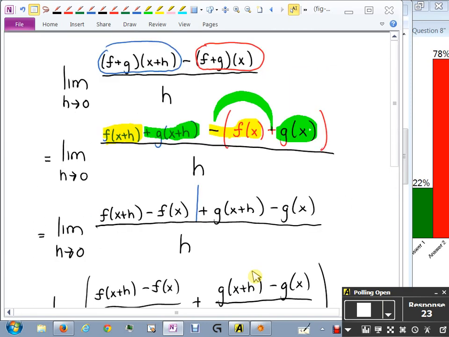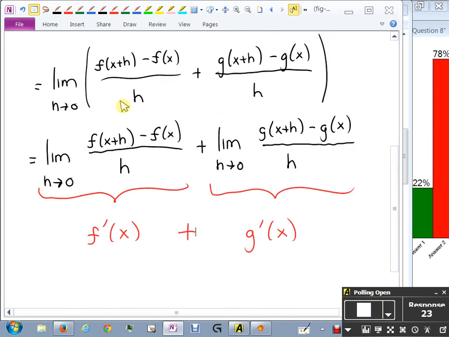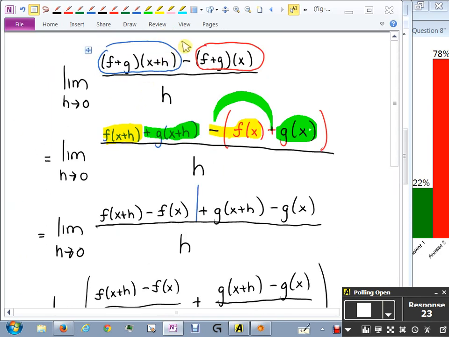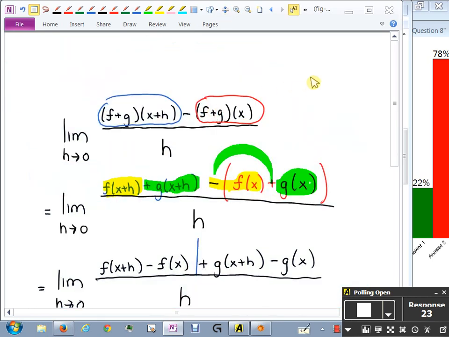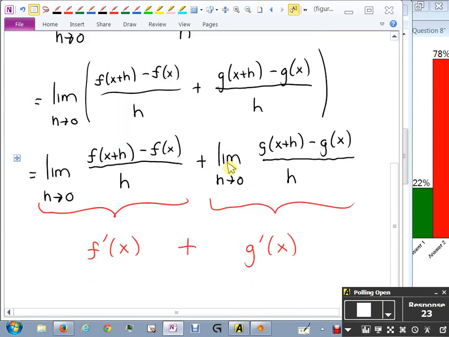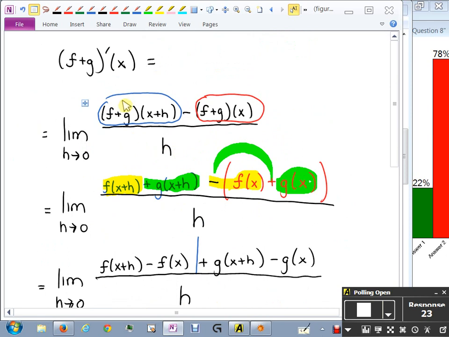So maybe I should put at the very top of this, there's no room. No, I can make a little room in here maybe, just a little bit, right up there. Just right above this line, put f plus g prime of x equals. So if you take the sum of two functions and you want to know their derivative, you set this limit up, and at the end of the day, it turns out to be these two things added together. That's what that next rule said.